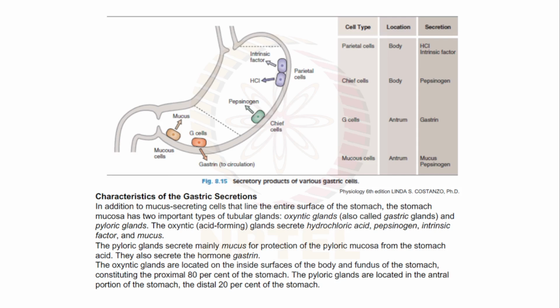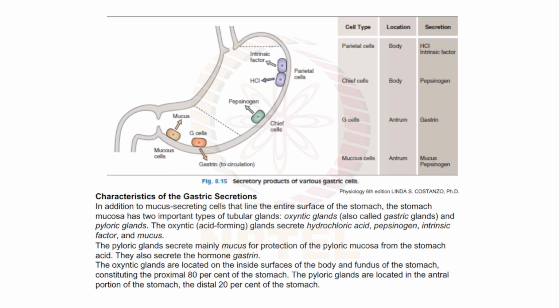Okay, so oxyntic glands, call them parietal cells, they secrete what? Hydrochloric acid, pepsinogen, intrinsic factor and mucus. Whereas the pyloric glands, what will they do? They will secrete what? They will secrete this gastrin. Gastrin is a peptide hormone. Okay, what is its function?